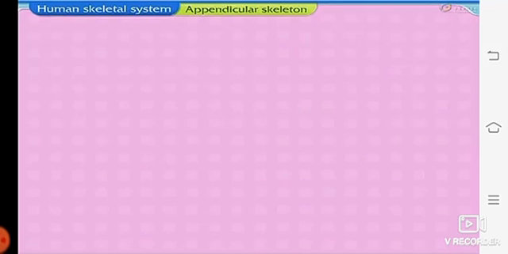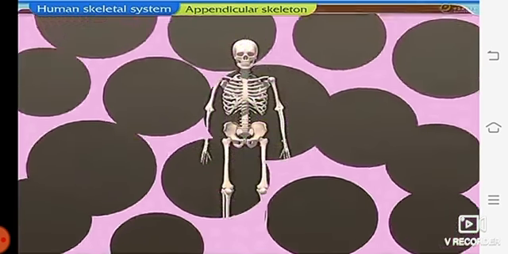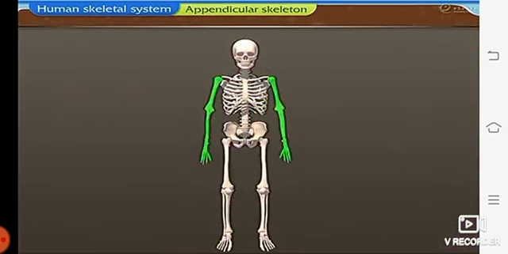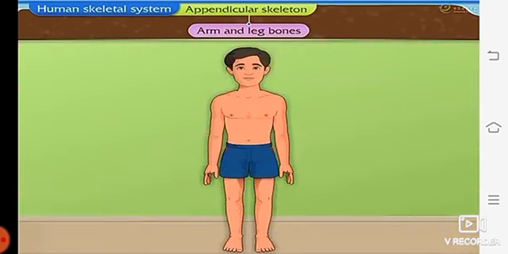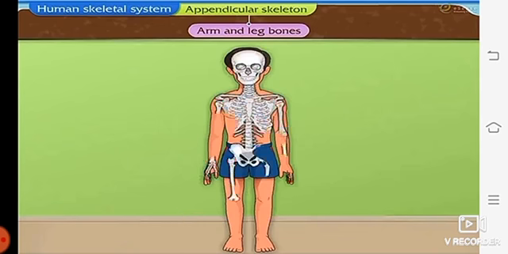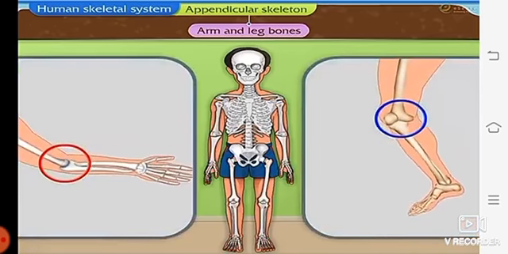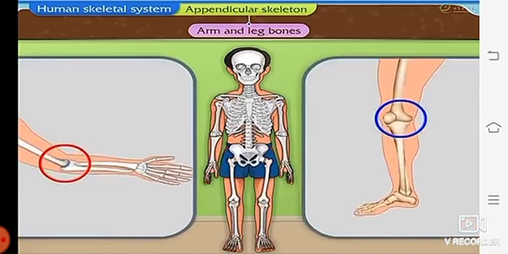So now let's learn about the second part of the human skeletal system, that is the appendicular skeleton. In the appendicular skeleton, arms and legs are included. Let us study them in detail. Arm and leg bones. The human body has 2 arms and 2 legs. Many bones are present in different parts of the arms and legs. These bones are connected to each other with the help of joints.